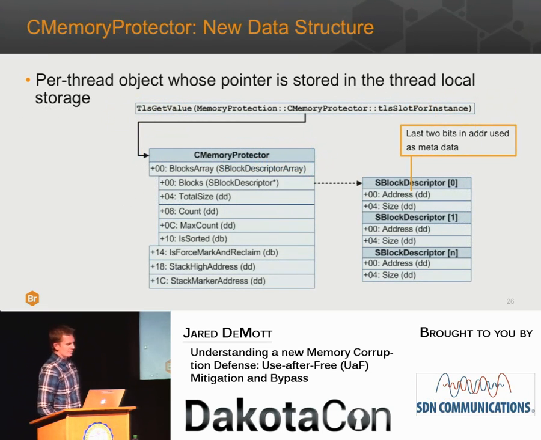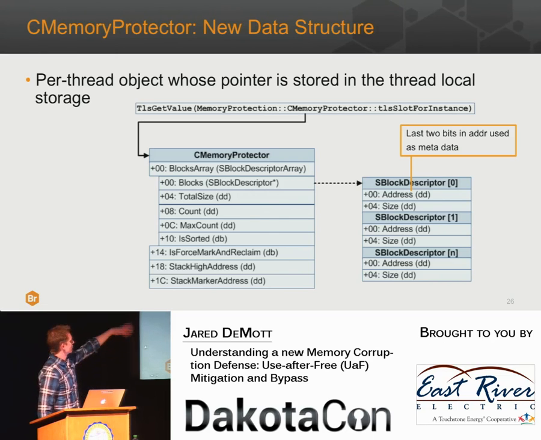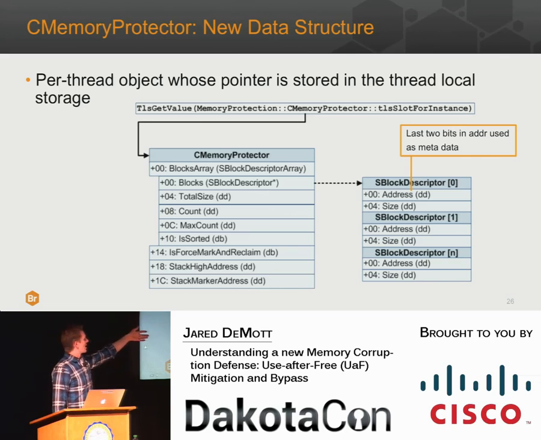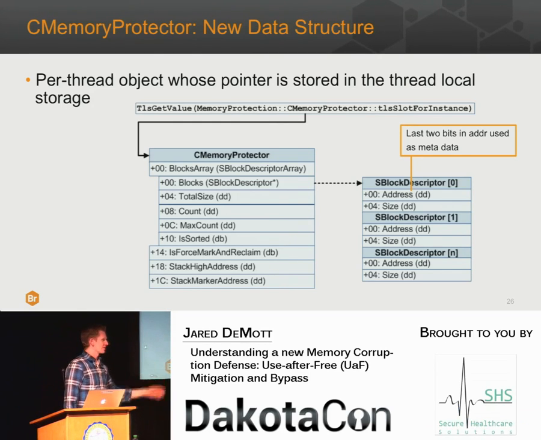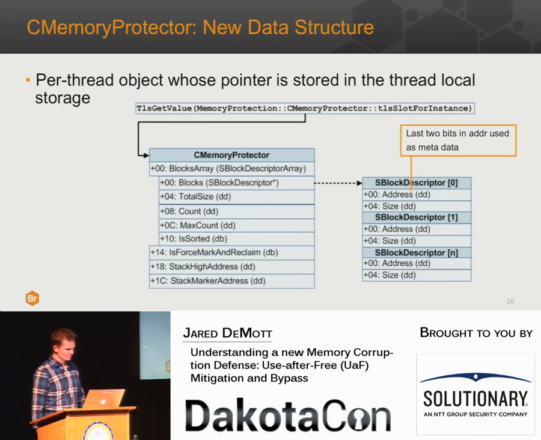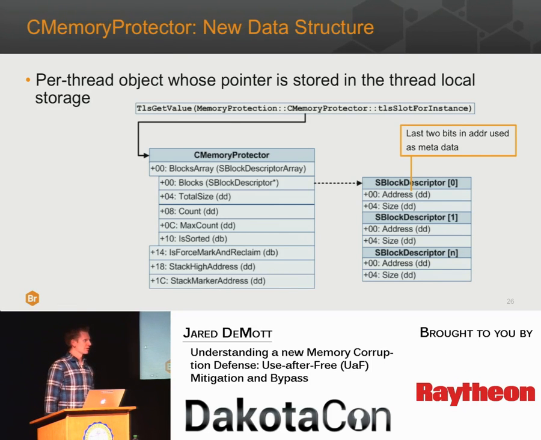What gets created on a per thread basis is an object called the C memory protector, and it holds some metadata about the total size of all the things we're hanging on to for the delayed free. Basically it's a big list of all the blocks we're holding on to, the address and the size. The last 2 bits of the address get used for other metadata as well, just like they do in actual heap allocators. So it's sort of like a custom memory deallocator, really, if you think of it that way.